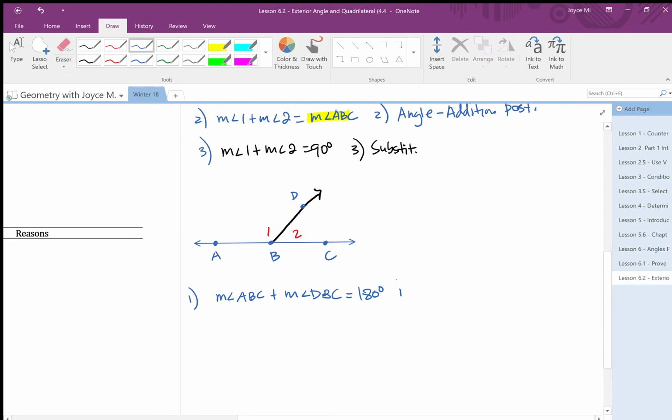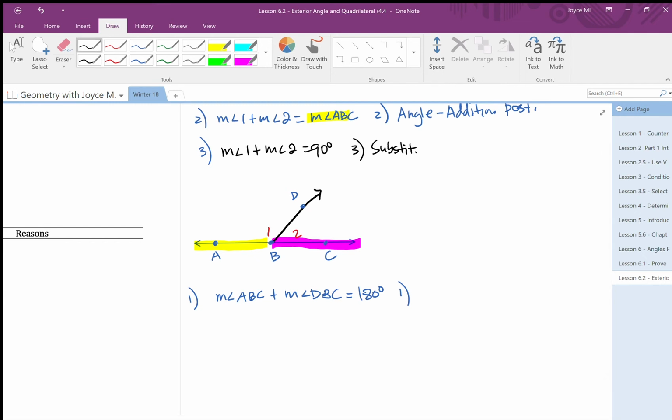In class, one of our theorems states that if the exterior sides of two adjacent angles form a straight line, then the angles are supplementary. What it's saying here is that these are the opposite rays, the non-adjacent exterior sides. This is the exterior side of angle 1, and this is the exterior side of angle 2. So this theorem says that if the exterior sides of two adjacent angles form a straight line, then the angles are supplementary.